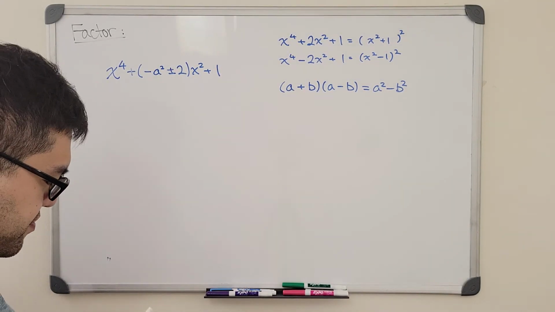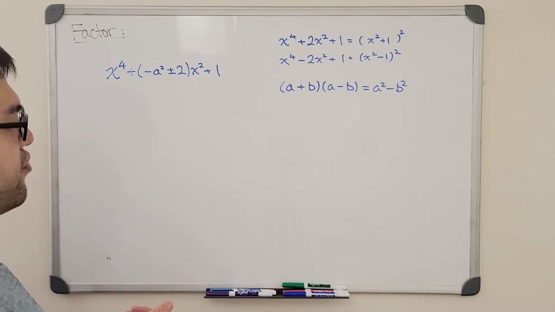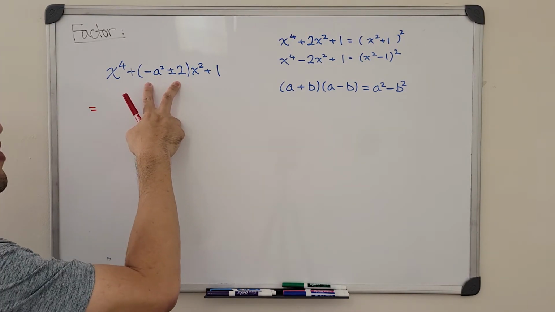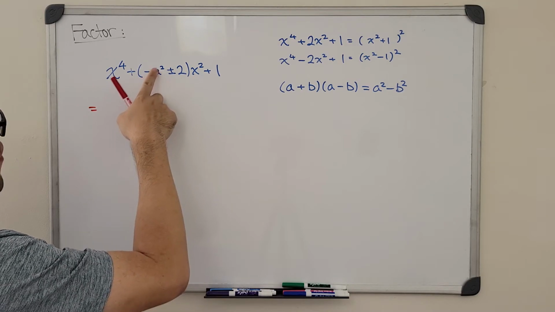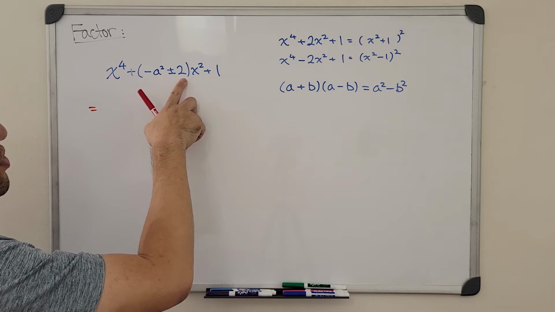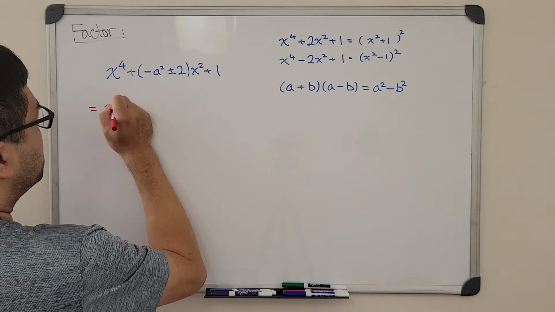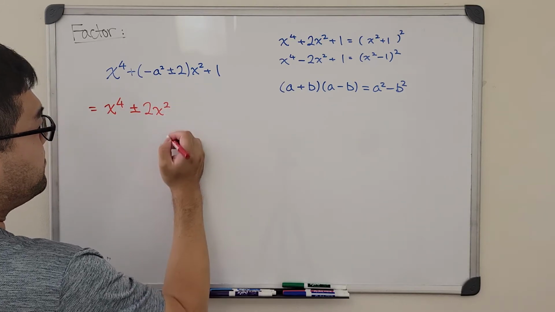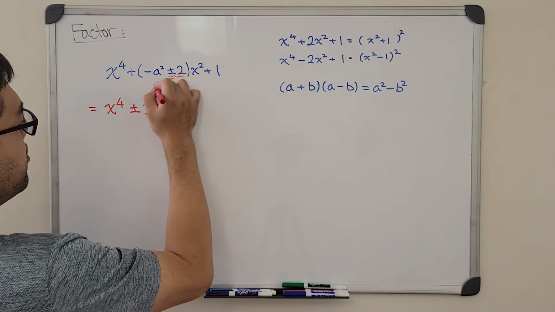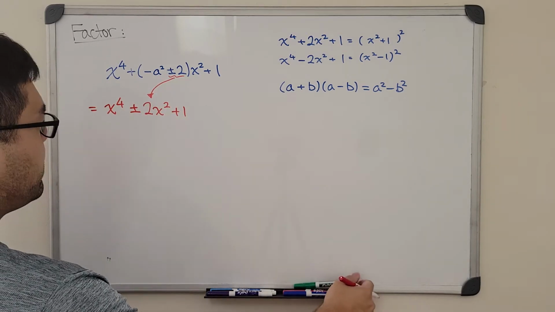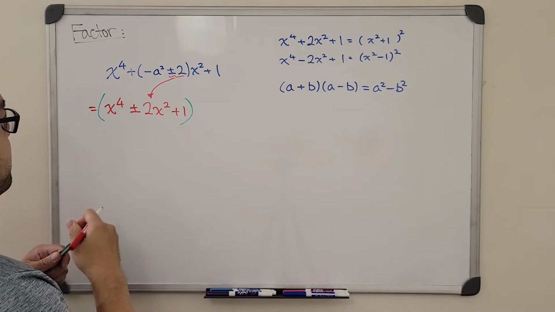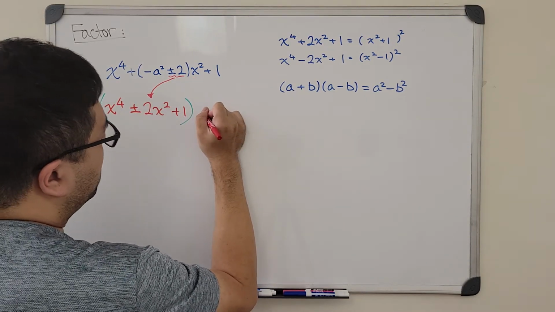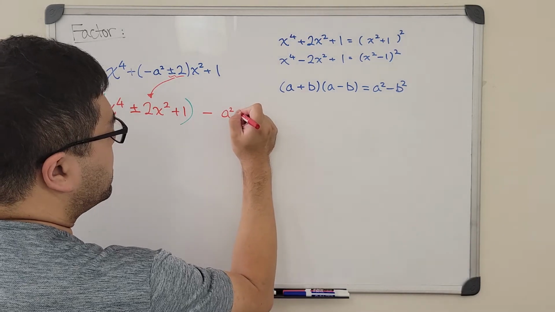We can actually factor it out into the following. Using the similar idea that we have, we are now going to split the coefficients of x squared into 2 parts. Negative a squared, and then the other one will be plus or minus 2, depends on the question itself. So that we are now going to get x to the 4th power plus or minus 2x squared plus 1. So this is our first part. Then we're going to add the second part, which is plus negative a squared x squared, or in other words, we will have minus a squared x squared.